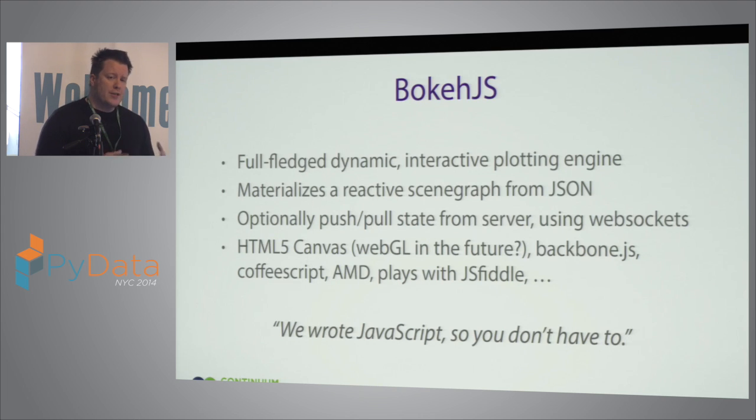And then Bokeh.js, the client library, uses that model to render the scene. Just in case you're curious about the kind of tools we use right now, we use HTML5 Canvas. There's some talk about maybe looking into WebGL Canvas to get even better performance. We use Backbone for our MVC. Most of Bokeh.js is written in CoffeeScript, an interesting sort of language that compiles to JavaScript.